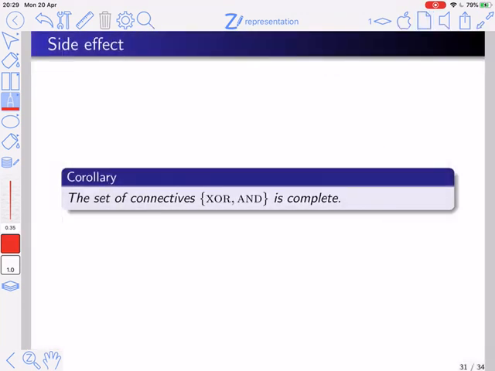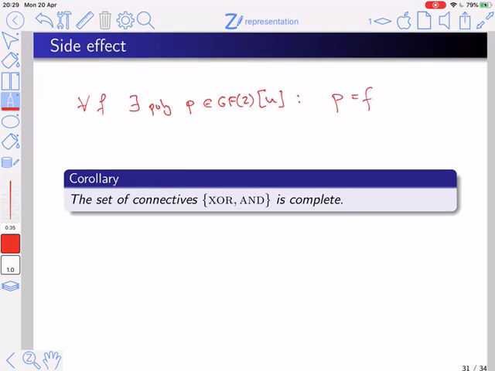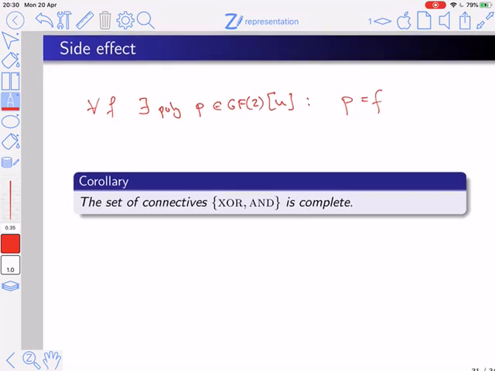As a side effect, we get that for every function f, there exists a polynomial p in GF2 such that p and f are the same functions. As a side effect of this theorem, I get the corollary that the set of Boolean connectives XOR and AND is a complete set of Boolean connectives. I could prove it directly, but this is a side effect of this proof.